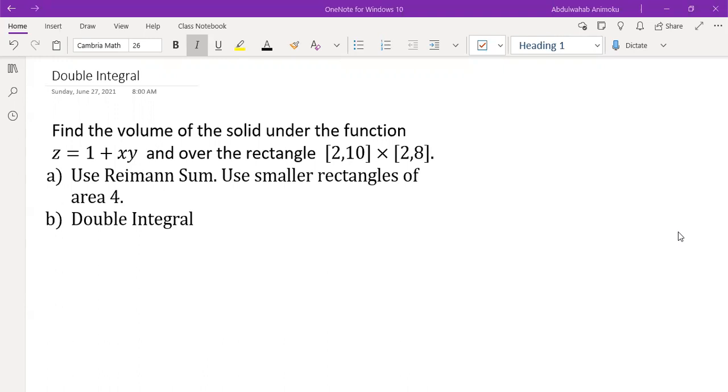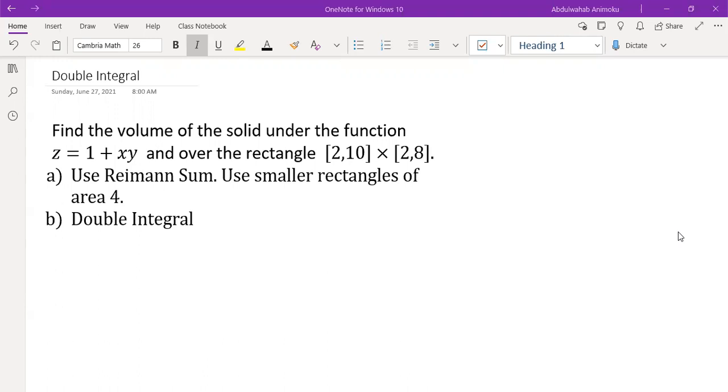And in today's video, we're going to look at how to find the volume of a solid shape under the function and over a rectangle, right? And this is an overly simplified case. There are cases where we don't have a rectangle and we have different sorts of regions. But let's just look at this simple case and see how we can solve this problem.